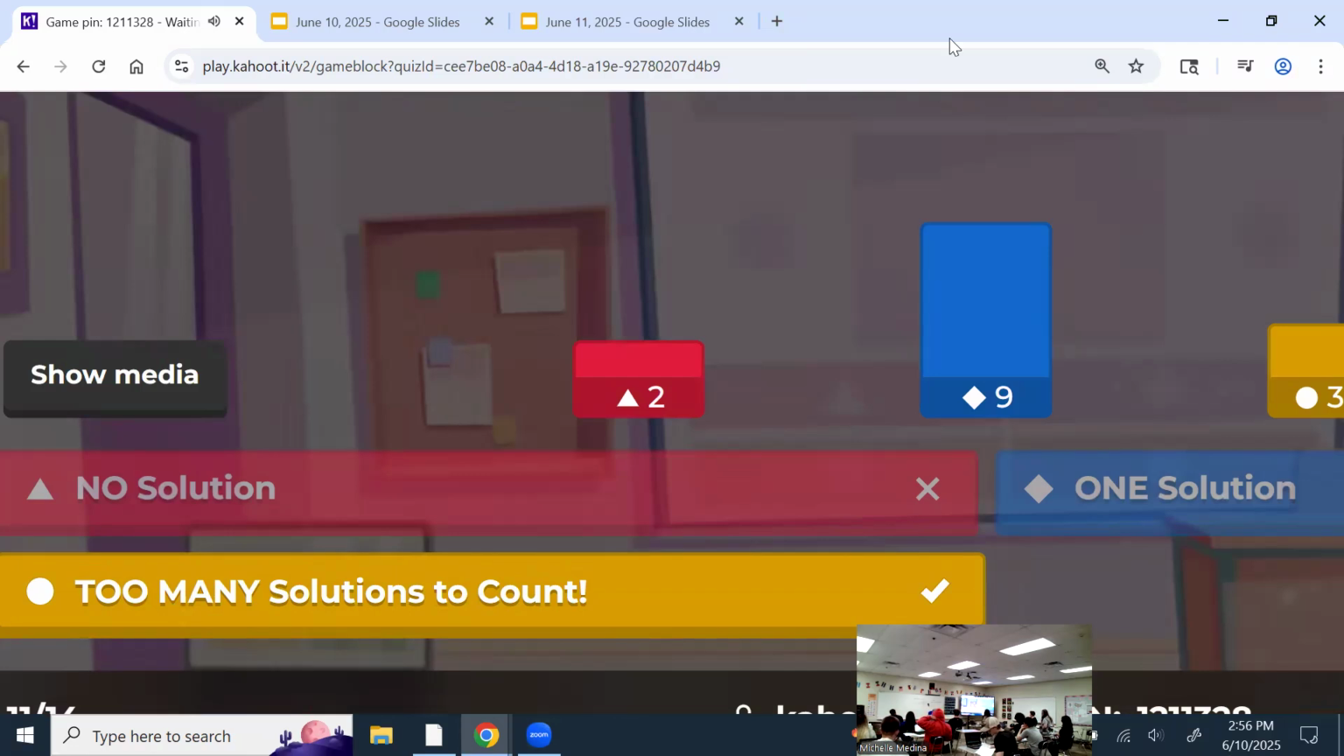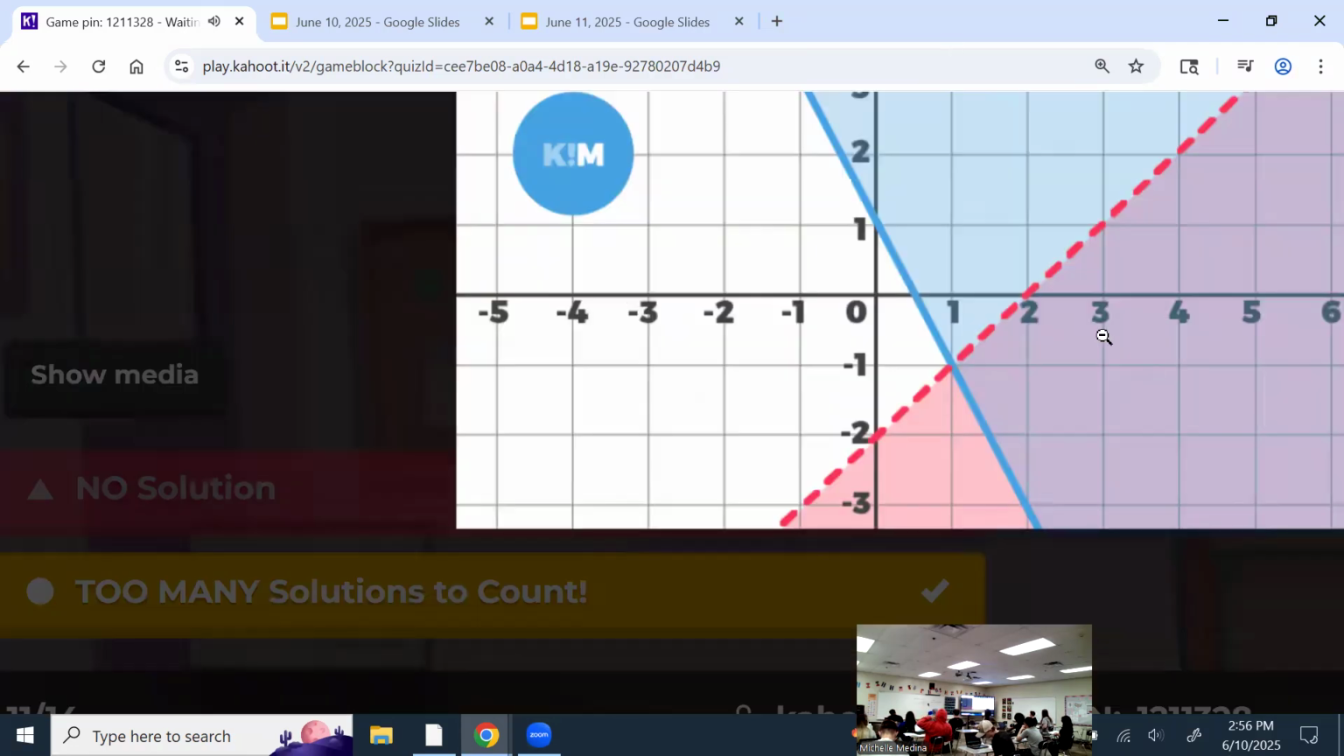All right, too many. You see all these many different ordered pairs here? Even if you think about the decimals, that's a lot. There's too many to count.